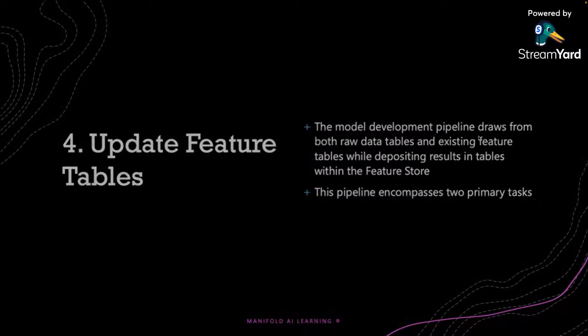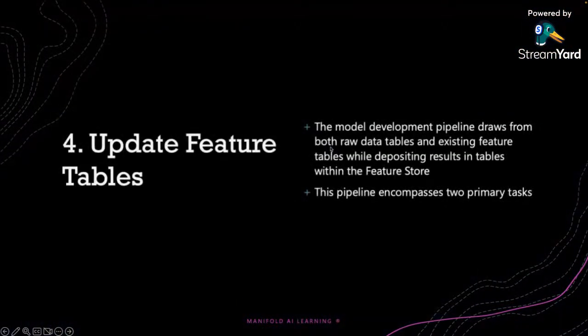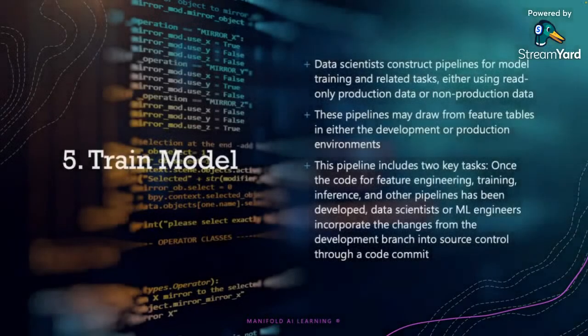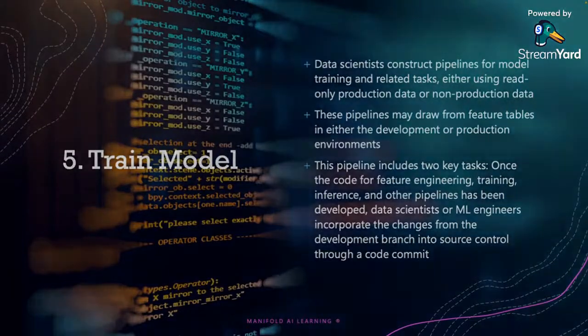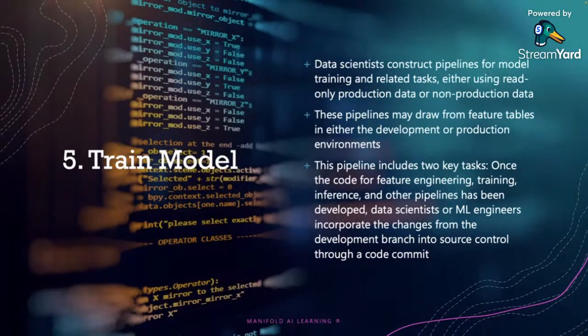So at this point, once you have built the code in the third step, you will go ahead and update your feature tables. The model development pipeline draws from both raw data tables and the existing feature table, and it is going to deposit the results in the tables in the feature store. Okay, that's the overall idea about updating the feature table. Now, once that is done, you will go ahead and perform two common things. One is training and the other one is hyperparameter tuning.